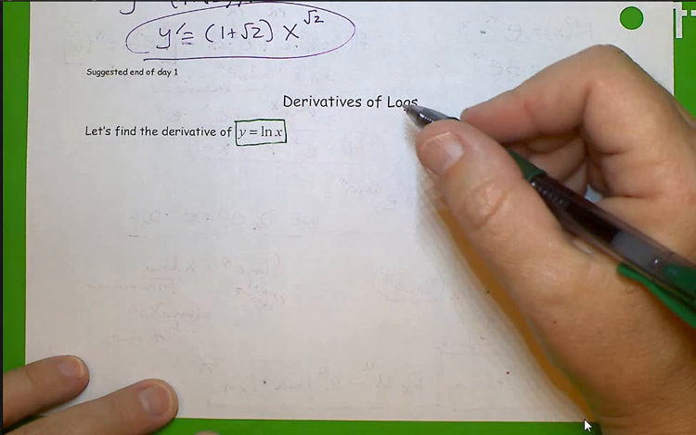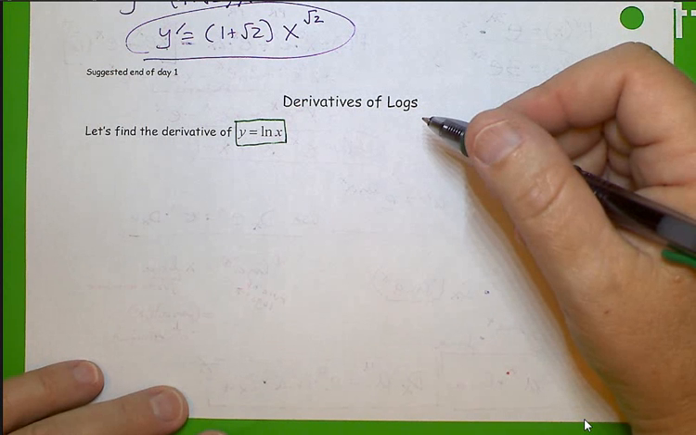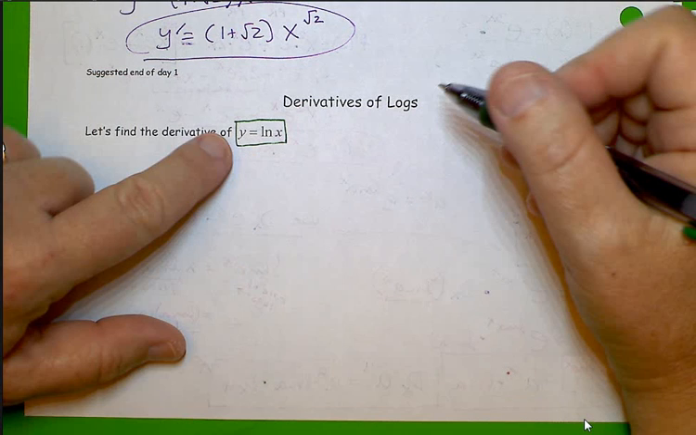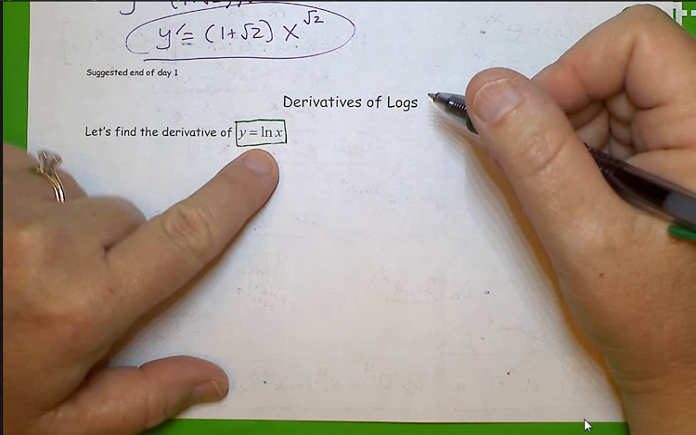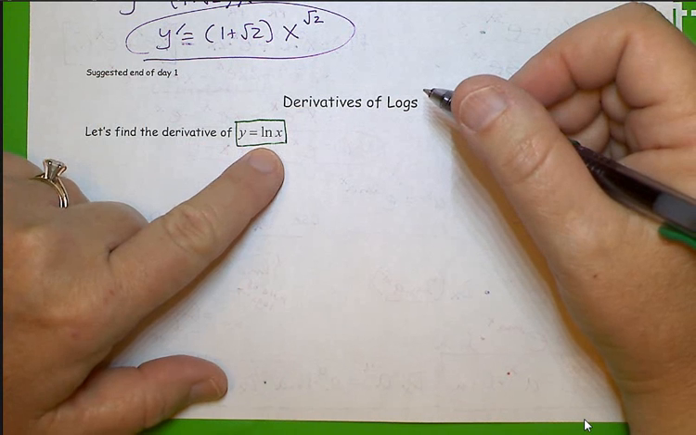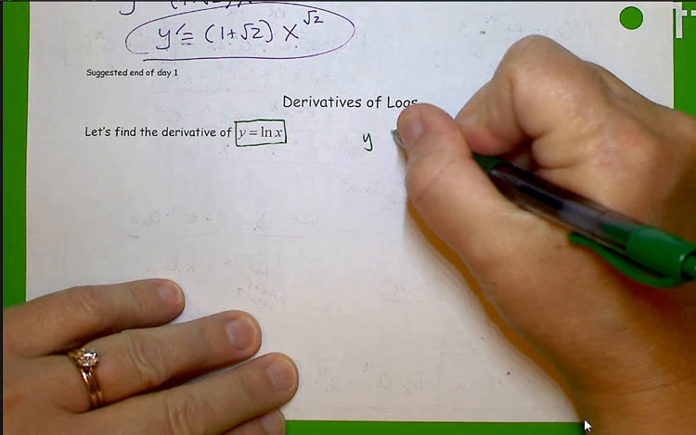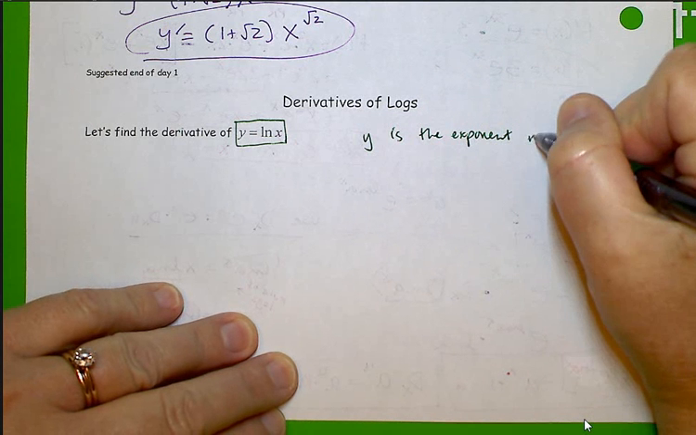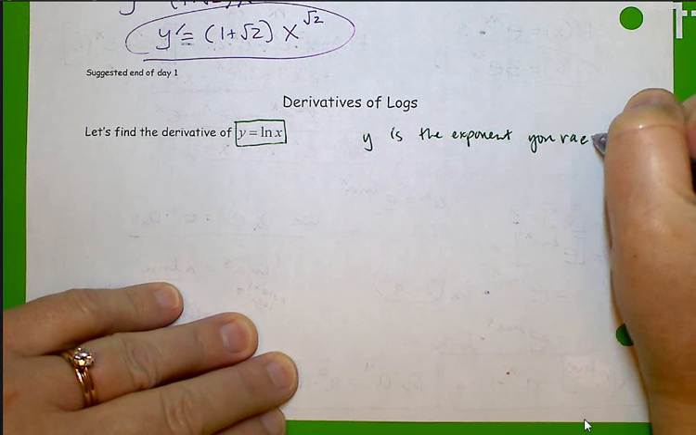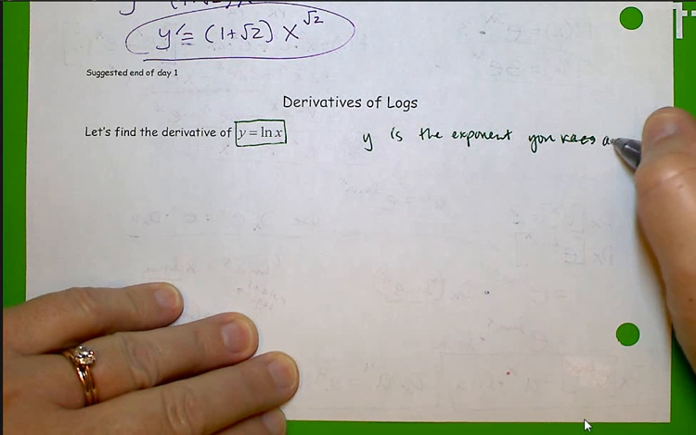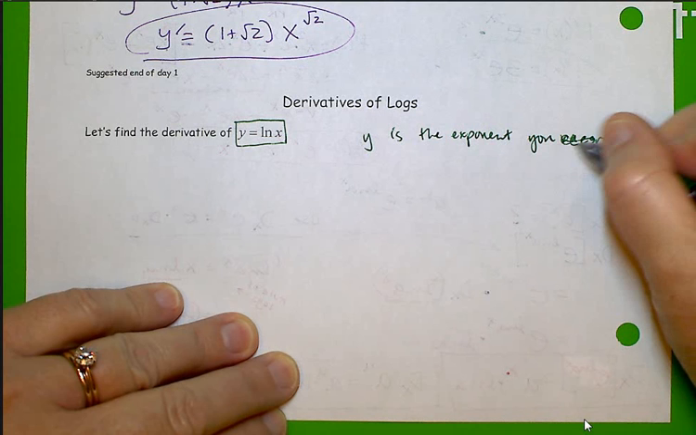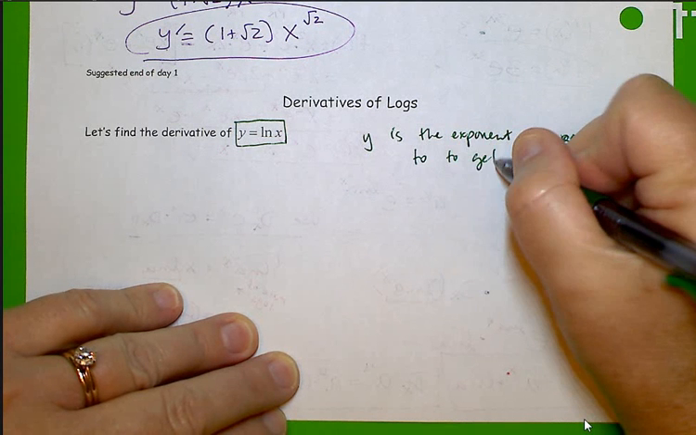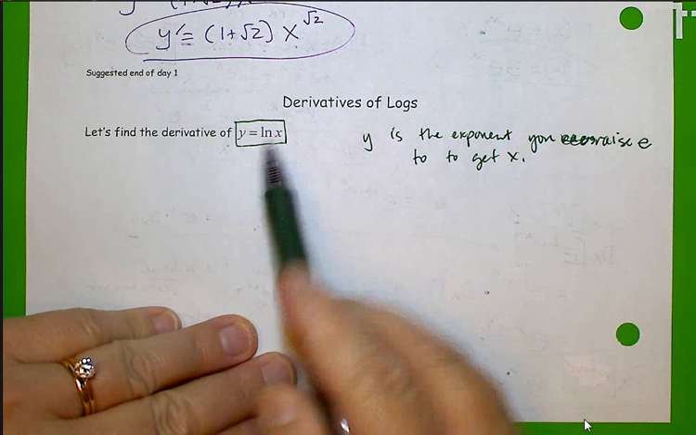You need to remember from your rules of logarithms how we could read this. A log is an exponent. So this means y equals the exponent that you have to raise e to get x. So y is the exponent that you raise e to get x. Okay, so y is equal to this exponent.